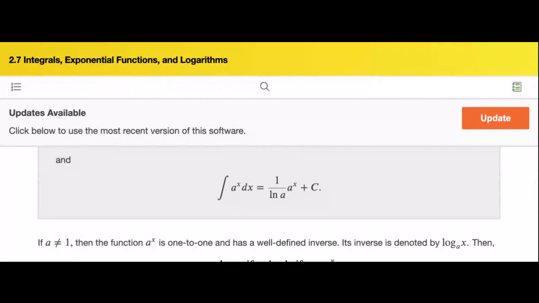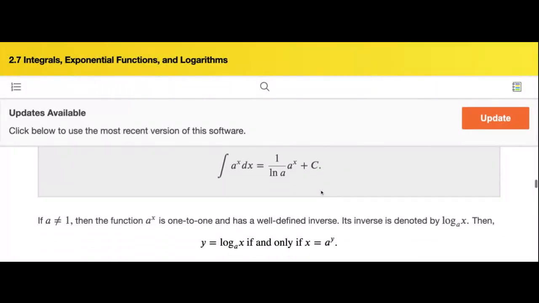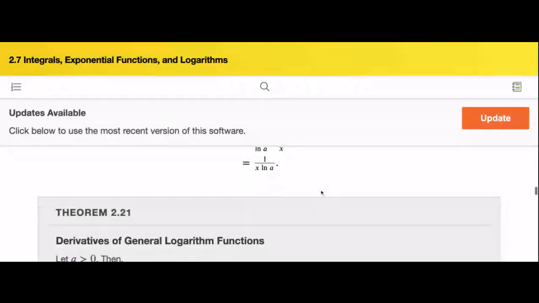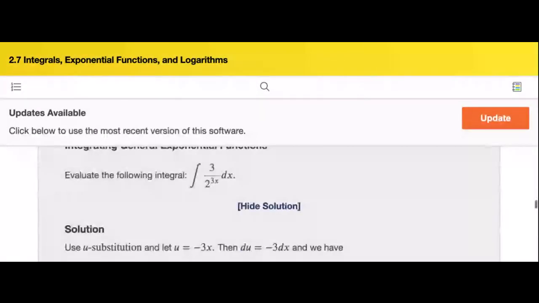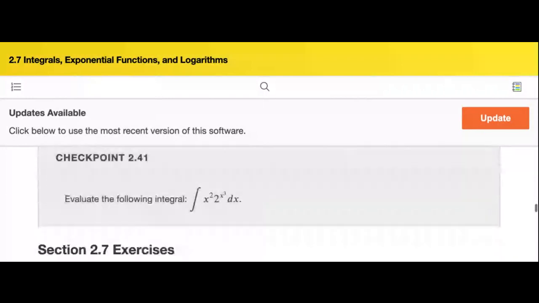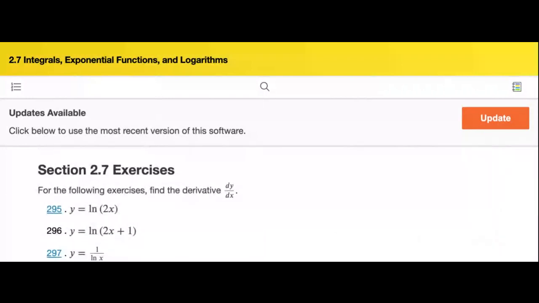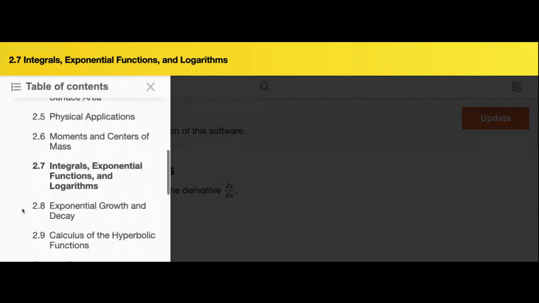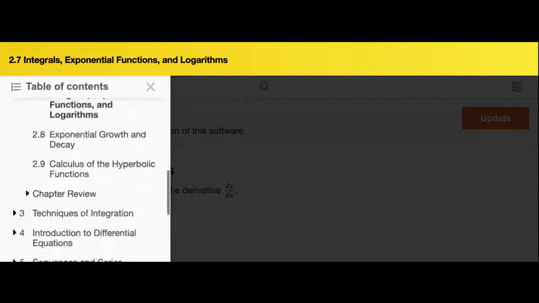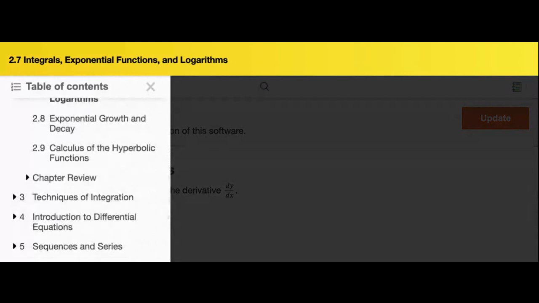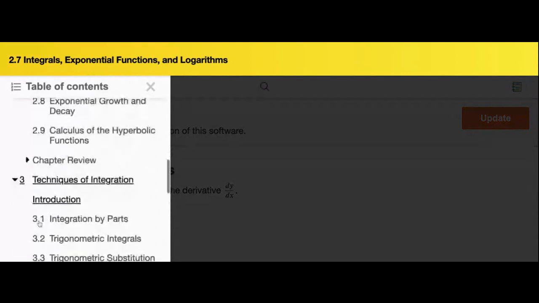Okay, great. Anybody else have any questions? All right, I'm going to assign some homework for 2.7. So we have 2.4, 2.7. Now exponential growth and decay, we're going to skip that. Hyperbolic functions, we're going to skip that.